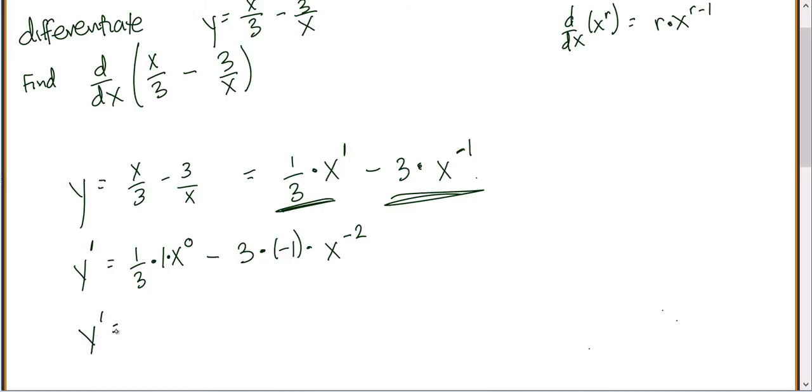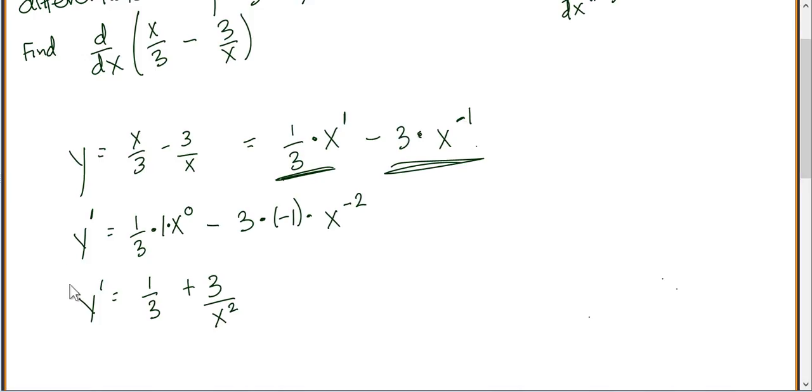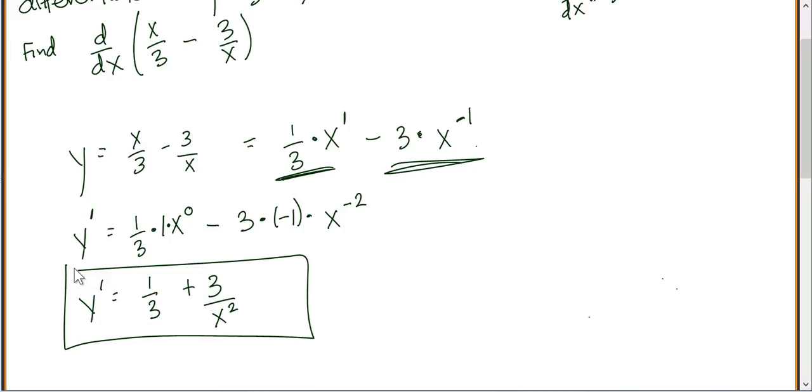So let's simplify this. So x to the power of 0 is just 1, so that's basically gone, so we just have 1/3. Okay, minus 3 times -1 is going to be plus 3. And x to the -2, I would rewrite that as 3 over x squared. And so again, that's my final answer. And I wrote that with a y prime.